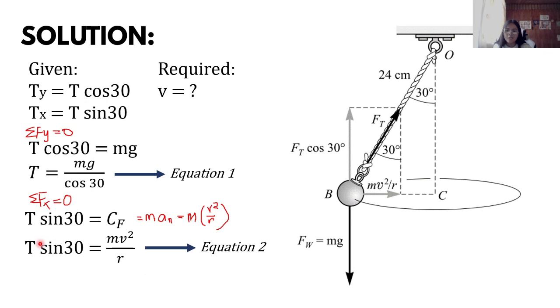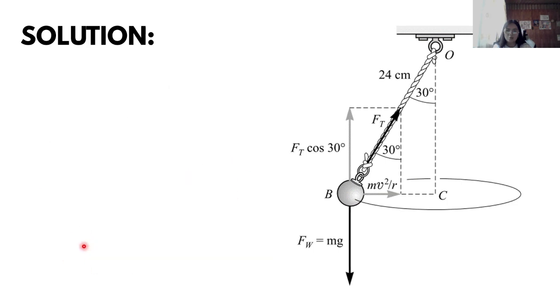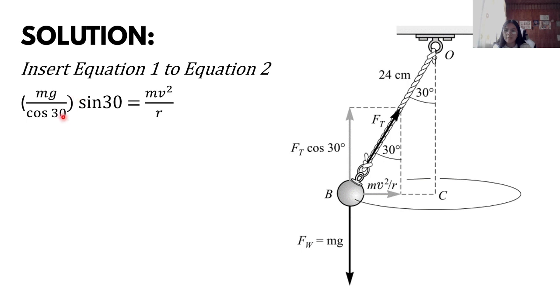So, para makuha natin yung mga unknowns, we have two equations, two unknowns. Unknown ang tension, unknown yung linear velocity. Since ang goal natin ay velocity, i-insert natin si equation 1 sa equation 2. Okay? So, yan. Diba kanina, T sine 30. So, ang tension from equation 1, we have m times g over cosine 30 multiplied by sine 30 is equal to mv squared over r.